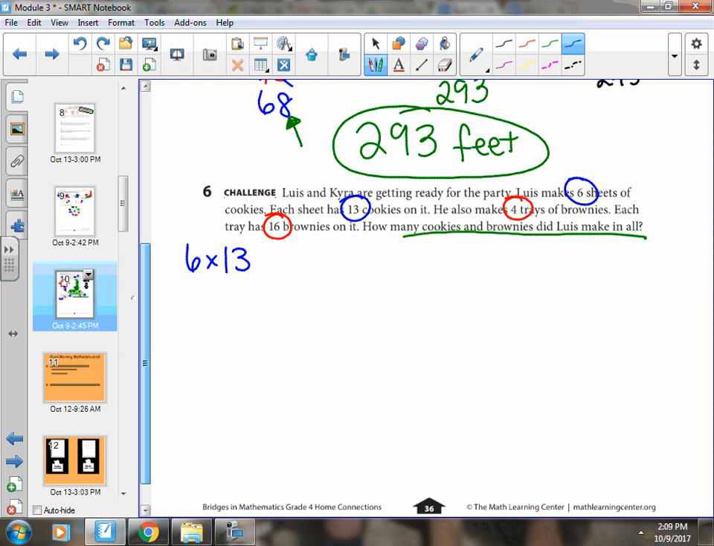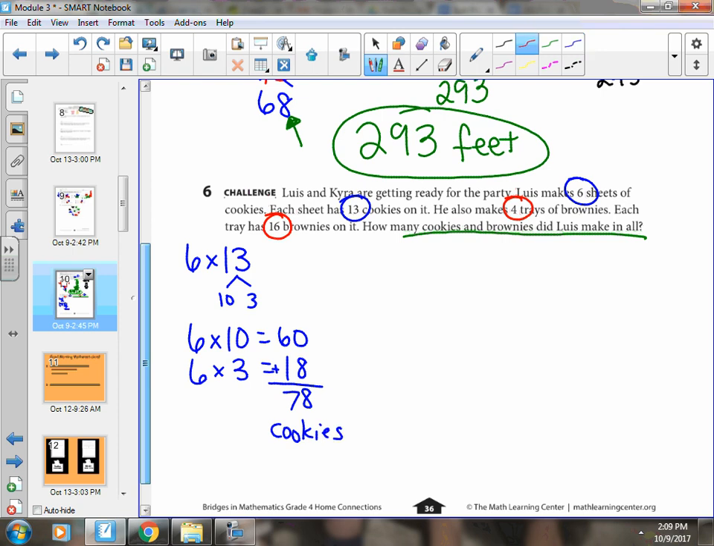Okay, for 6 times 13, I think I'm going to do the break apart method and make 13 into a 10 and a 3. So instead of 6 times 13, I'm going to do 6 times 10, because that's easy. And I'm going to do 6 times 3, because that's easy. And when you break apart, all you have to do is put it back together again. So we have 78 cookies, but I'm not done. I need to do brownies.